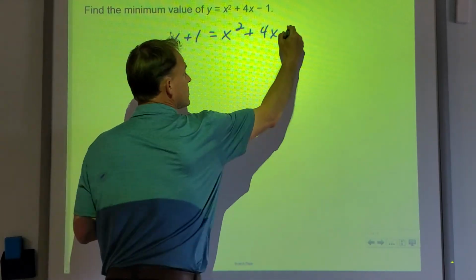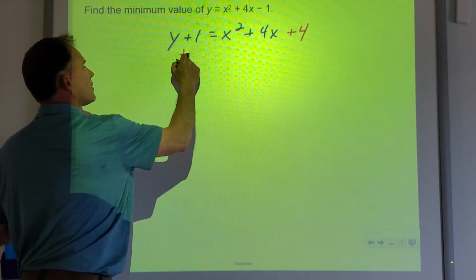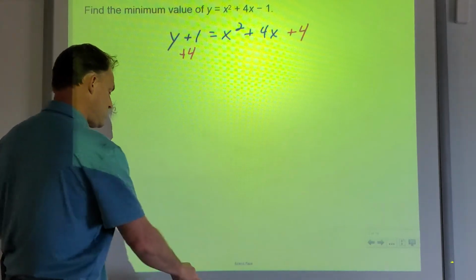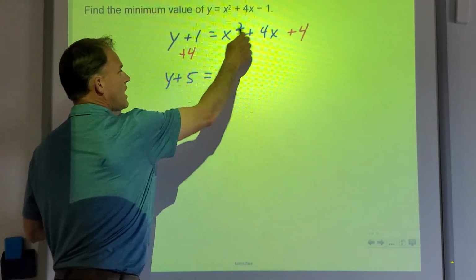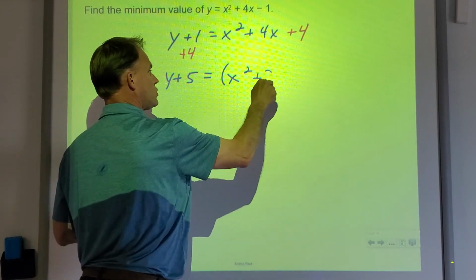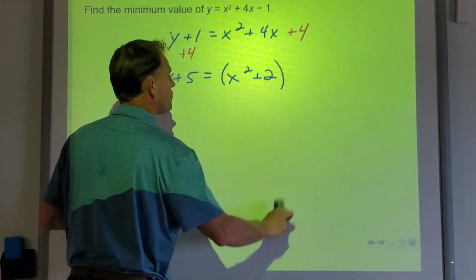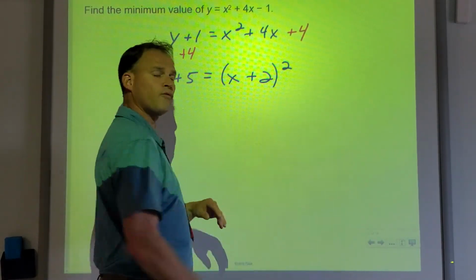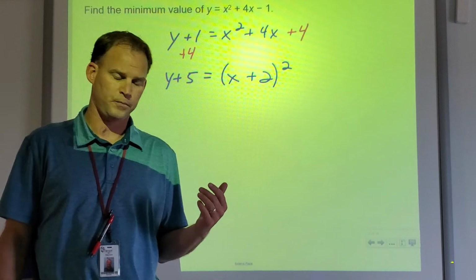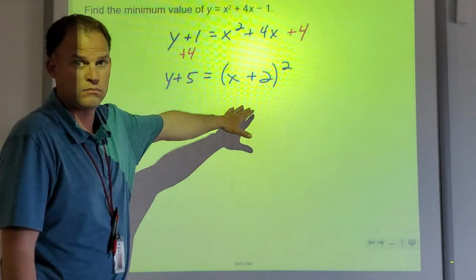So I complete the square step. +4. I got a +4 on both sides. So I combine my terms here. I have y +5. I factor here. I have x squared +2. Sorry, I have x +2 squared. So far, it's just completing the square stuff. Any questions on any of that?